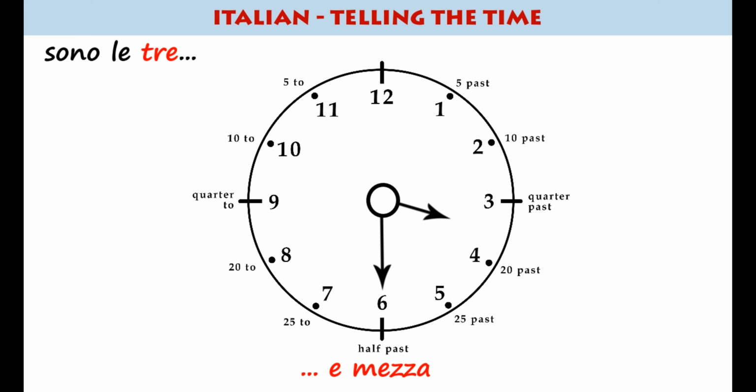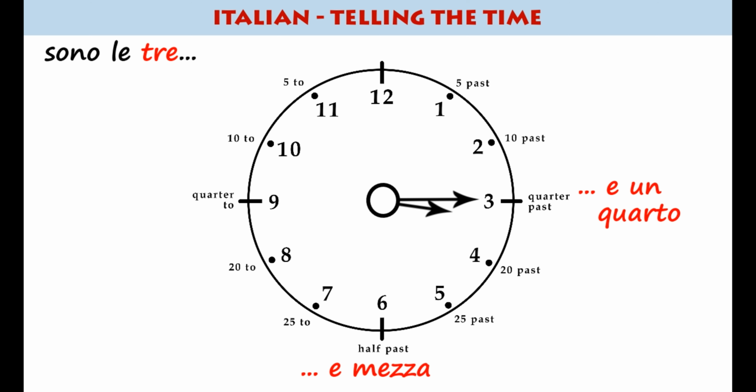So there we go, sono le 3:30. Now, I learned it as mezza with an A on the end. I've definitely seen and read it and heard it as mezzo with an O on the end. I don't think it matters at all. I simply learnt it with an A. It makes sense to me because it's half an hour. Hour is feminine, so mezza ora, o mezz'ora. So sono le 3:30 for me.